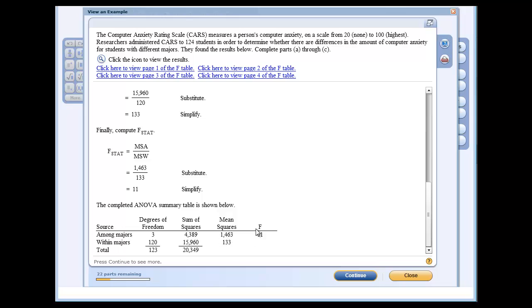And then what's the F ratio? The F ratio is the mean squared among divided by the mean squared within. That's 11. And so they want to figure out if that's significant or not.